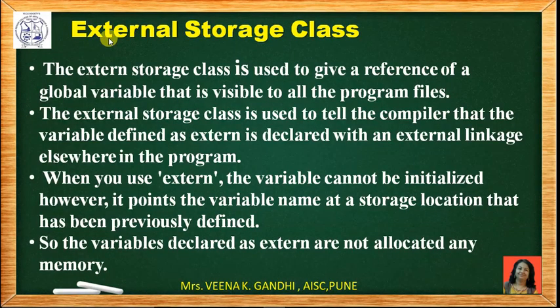Last storage class, the external storage class. The extern keyword is used to denote the external storage class. The external storage class is used to give a reference of a global variable that is visible to all the program files. It tells the compiler that the variable defined as extern is declared with an external linkage elsewhere in the program. So when you use extern, the variable cannot be initialized because it has been defined somewhere in another location or another file, previously defined. So the variables declared with extern are not allocated any memory.